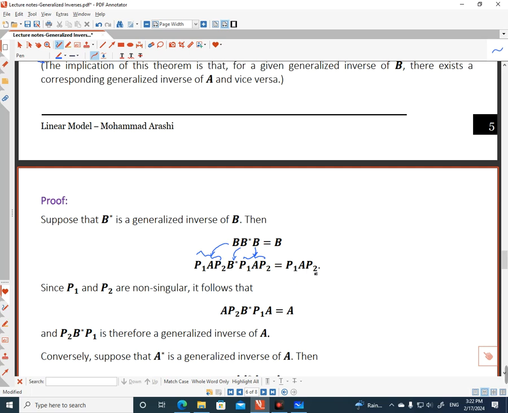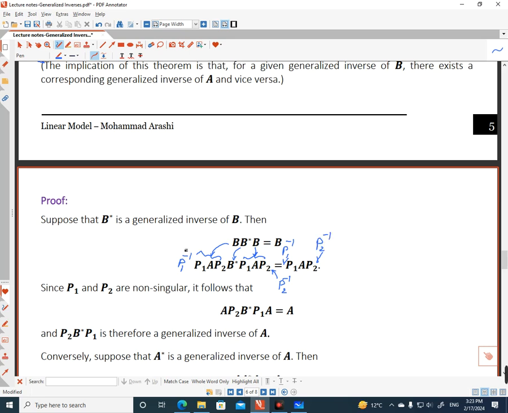P1 A P2. Why does it happen? Because P1 and P2 are non-singular matrices. So I can pre-multiply the left-hand side by P1 minus 1. So here we have P1 minus 1. I can post-multiply the right-hand side by P2 minus 1. Here I can write P2 minus 1.